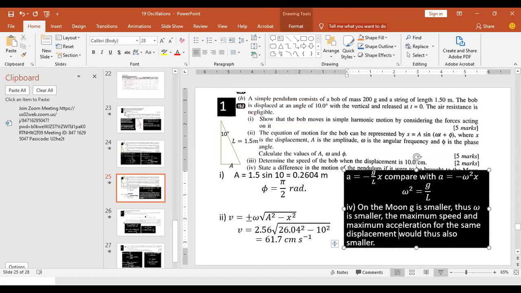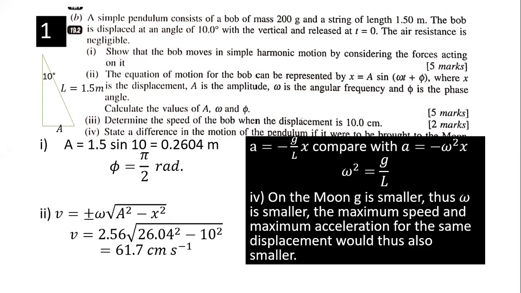Anything not clear? Wait, so on the moon g is smaller, so omega will be smaller. That means everything will be small? Depending on what you use to describe. You use the period, and the period will be longer. It's just all the formulas that you use; you can use them to describe your motion. Okay, sir.